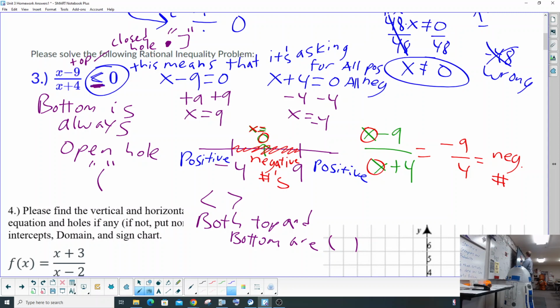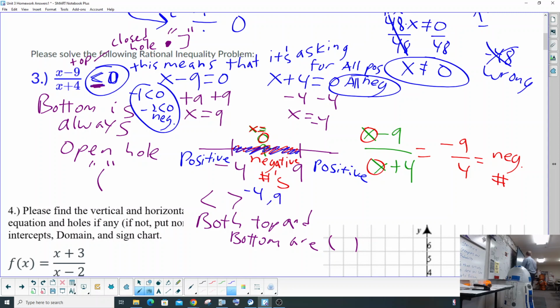Well, it says less than 0, so what are numbers less than 0? Negative 1 is less than 0. Negative 2 is less than 0. Oh, it's asking for negative numbers, all negative solutions. So now we go back to our number line, and we're looking for all negative solutions. And we see that between negative 4 and 9, we have negative numbers. So that means we're going to go from negative 4 to 9.